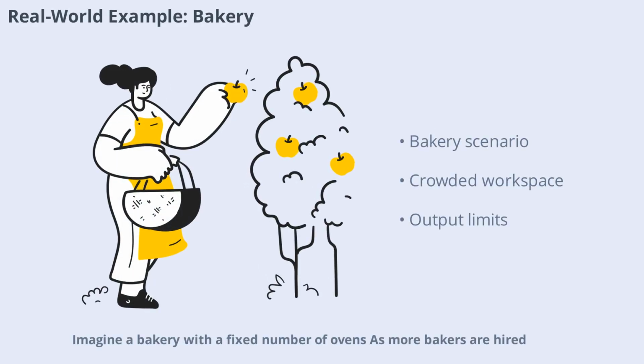Imagine a bakery with a fixed number of ovens. As more bakers are hired, output increases at first, but eventually the kitchen becomes crowded and each new baker adds less to total output. This is a classic example of diminishing returns in action, showing the limits of increasing just one input while others remain fixed.